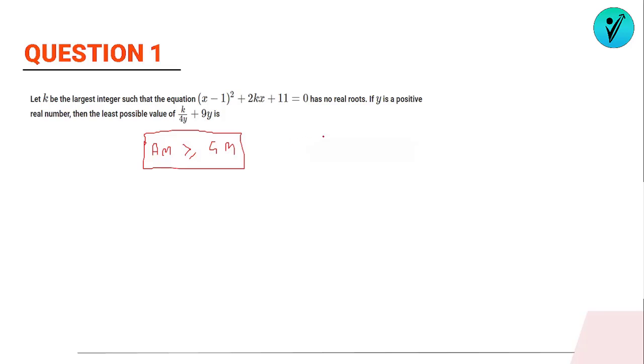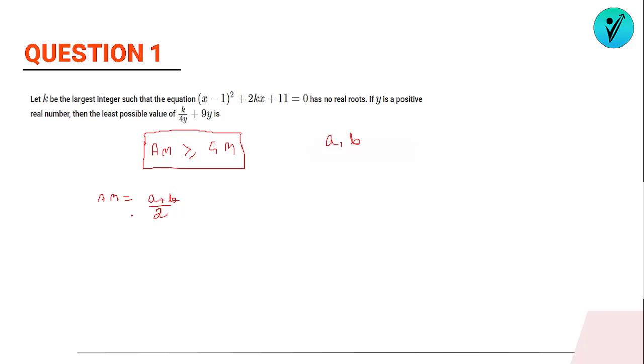So suppose I have two numbers a and b, and I have to get the arithmetic mean of it. What will be the arithmetic mean? Simply the average. So the arithmetic mean of a and b will be a plus b by 2. This is the value of arithmetic mean.